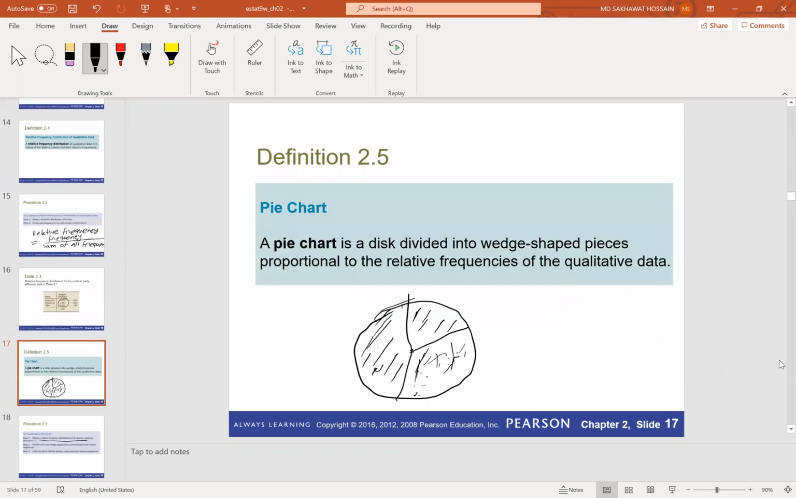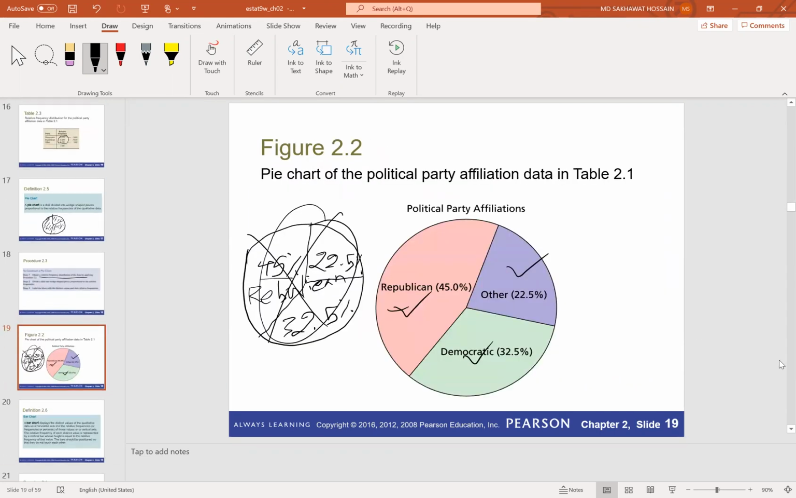And if you go to the pie chart, it also tells the same thing, but this is a different representation. This is a graphical representation. So if someone looks at the graph, they can easily see that Republican has more responses, 45%. Even without looking at the information or the label, anyone can tell from the pie chart that Republican has more responses, then Democratic has the second most, and other is the third.